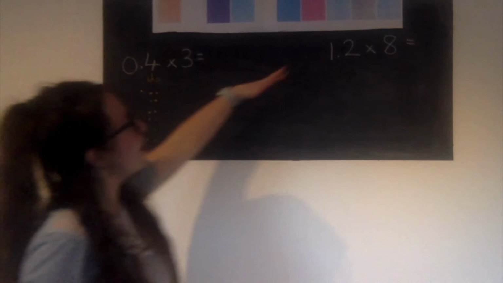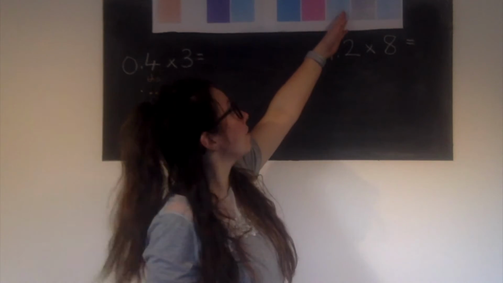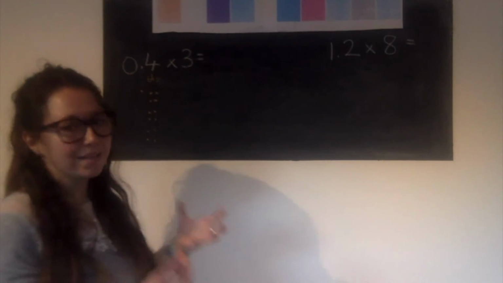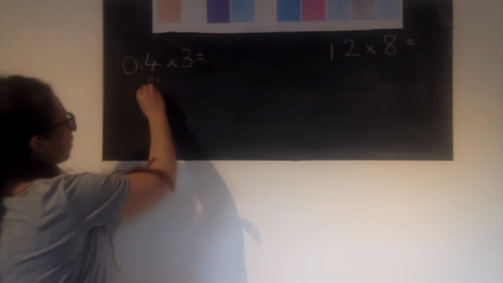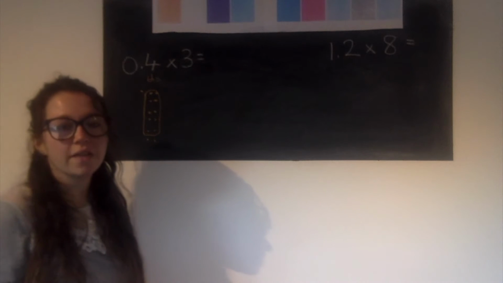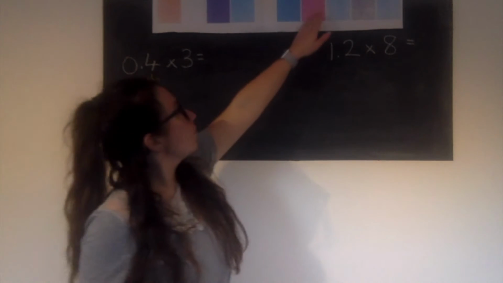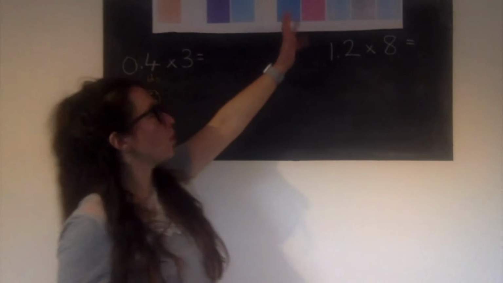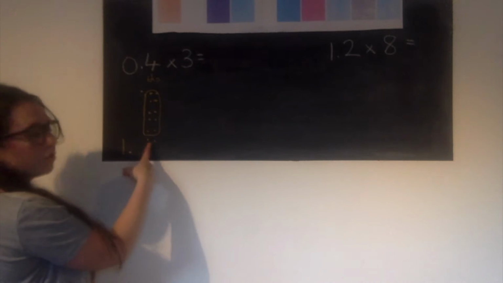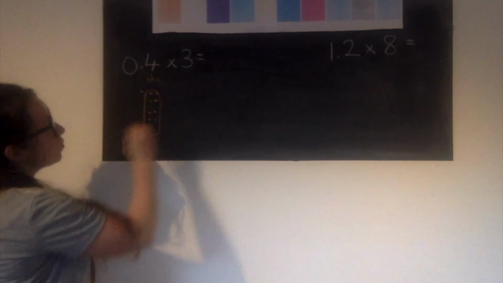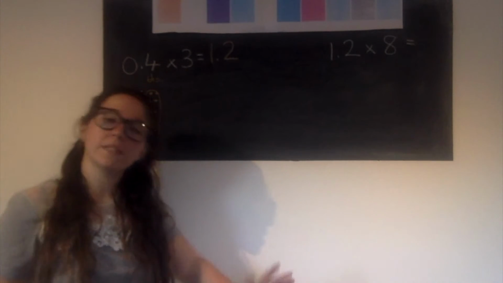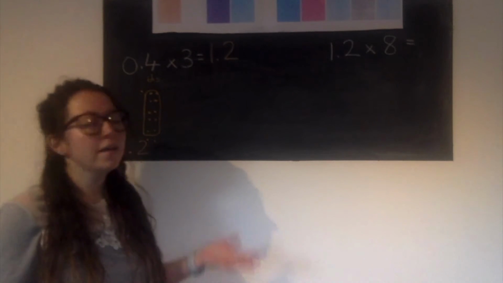Well, hopefully we remember, I can't fit 12 tenths in my tenths column. Once we've got over 10 tenths, we can group those together. So 4, 8, 9, 10. I can group my 10 tenths together and I exchange them for 1 whole. 10 tenths is the same as 1 whole. So then I've got 1 whole, and then left over I've got 2 tenths. So my answer would be 1.2.